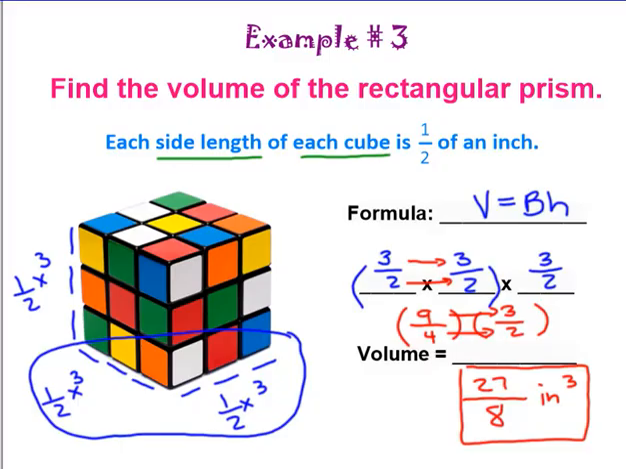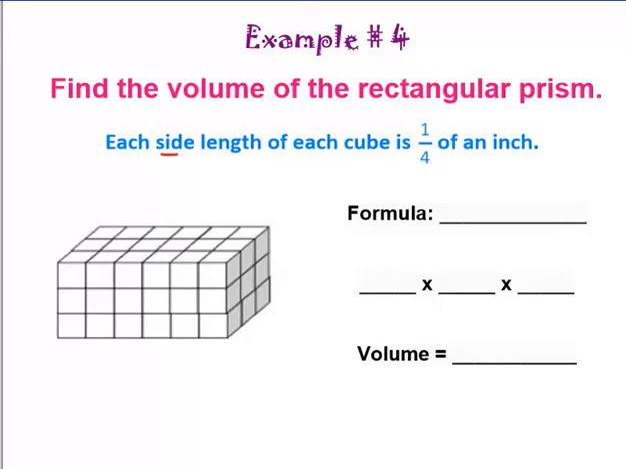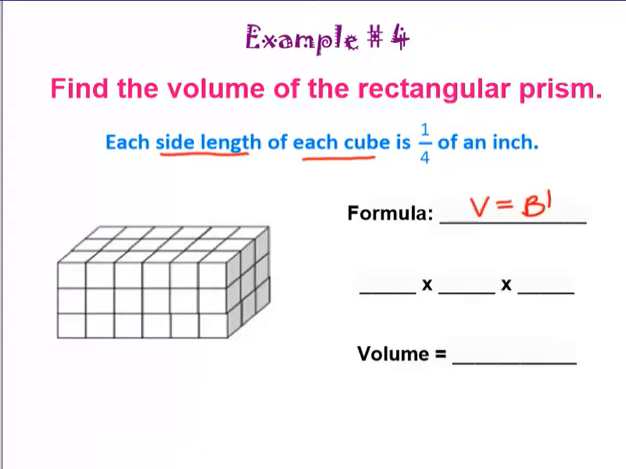So there's really just one more step involved. You're calculating the individual side lengths of the cubes. Let's take a look at another example here. So in this case, each side length of each cube is 1/4 of an inch. Now remember, we're going to use the same volume. Volume equals base times height. And put my parentheses there.